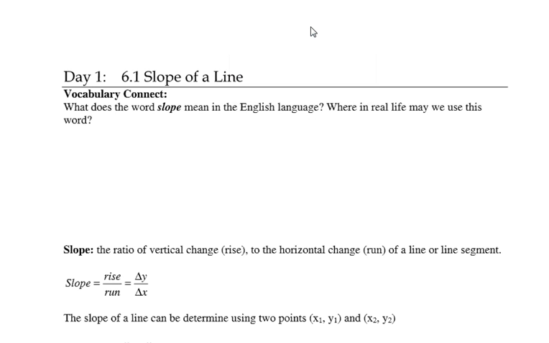Okay, so what does the word slope mean in the English language? Slope. Okay, downhill. Slant. Ooh, I like slant. That's a good one. The slant, or it's another word we kind of use for slope.